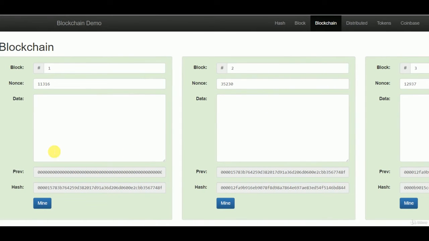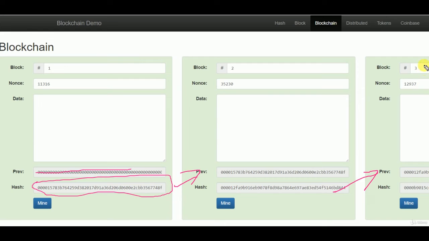For every block you will have the block number, the nonce, the data, and the previous hash. Since this is the first block, it is always the genesis block. For the genesis block there won't be any previous hash, so that is 0. This is the hash of this block. In block number 2, this hash will become the previous hash. This hash will be mapped to your previous hash. Similarly, the consecutive chain will be created. This block number 2 hash will be the previous hash in block number 3.